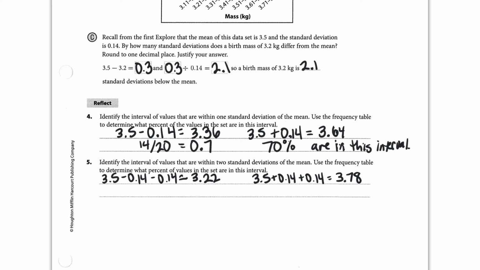So now we need to include the 3.3s and the 3.7s. And there should be 18 out of the 20, which is 0.9. And as a percent, that's 90% are 2 standard deviations from the mean.